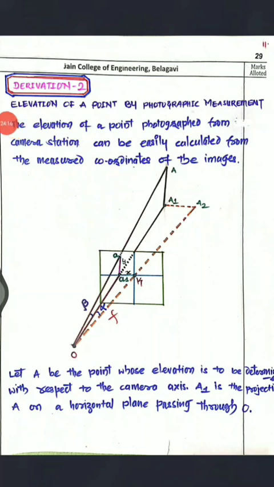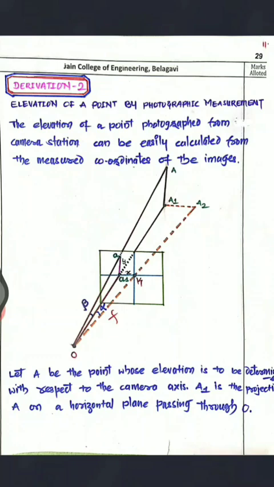Now we are going to get the elevation of a point. This is the second derivation, where you are supposed to determine the elevation of a point by photographic measurement. We all know how to get the elevation of a point by using the theodolite, right? If this is the ground and this is the object, and you have kept a tripod here and take the bearing, you can easily determine the height of the object by using a theodolite, or any kind of level or total station. So we see how to determine the top of the object by using the photograph.